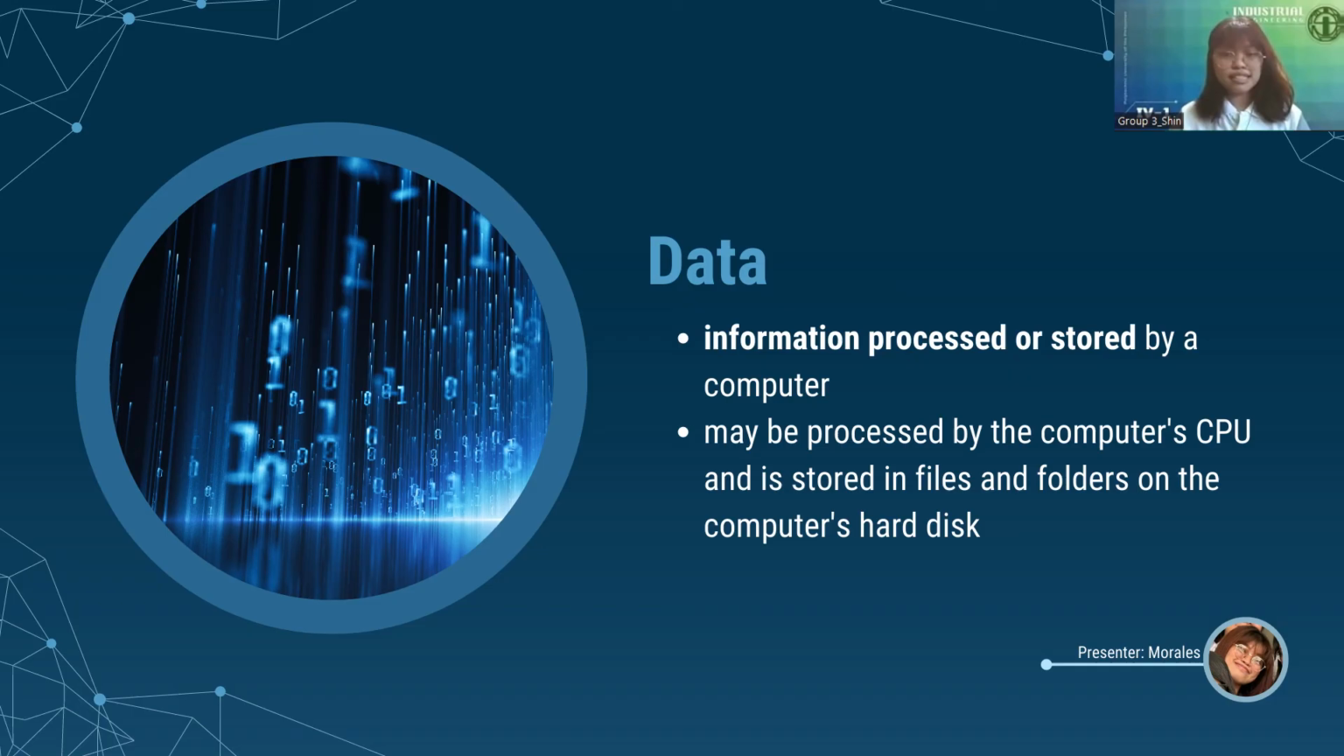So now let's discuss things about data. Next slide, please. So, data is the information processed or stored by a computer. This information may be in the form of text documents, images, audio clips, software programs, and etc. Data may be processed by the computer CPU and is stored in files and folders on the computer's hard disk. Next slide, please.